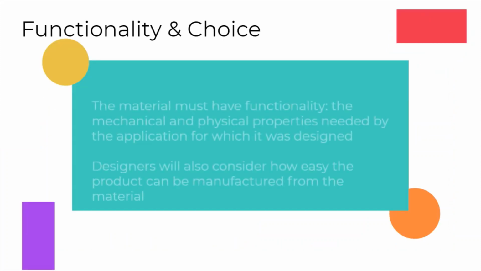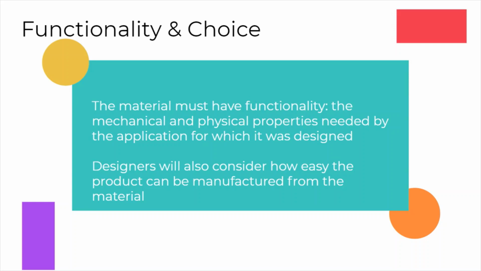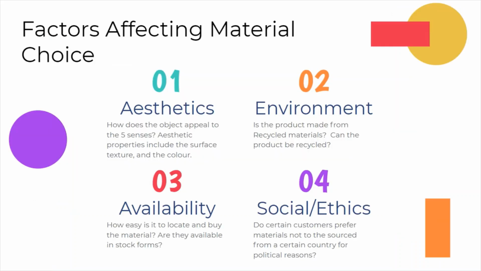Functionality and choice. The material must have functionality, the mechanical and physical properties needed by the application for which it was designed. Designers will also consider how easy the product can be manufactured from the material. In addition, designers and customers may have a wide variety of other requirements that the product must meet.